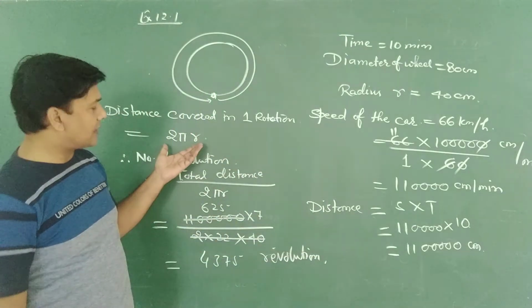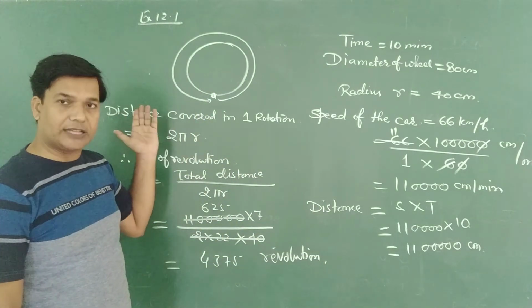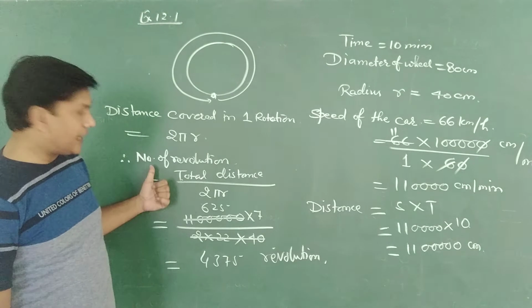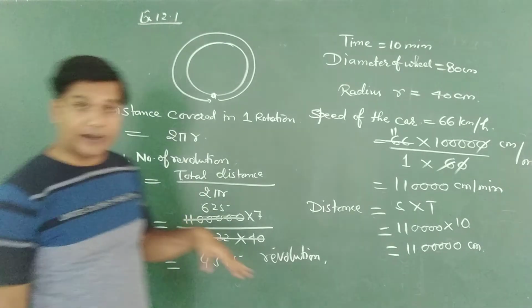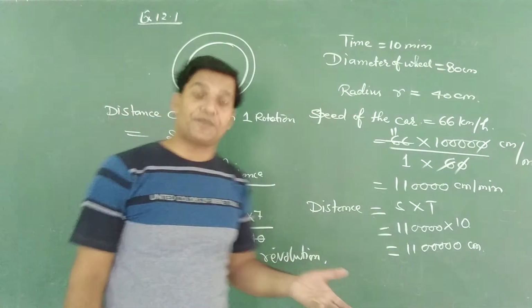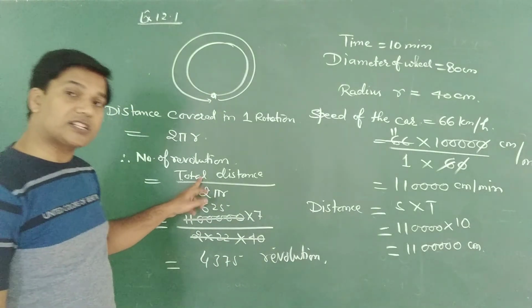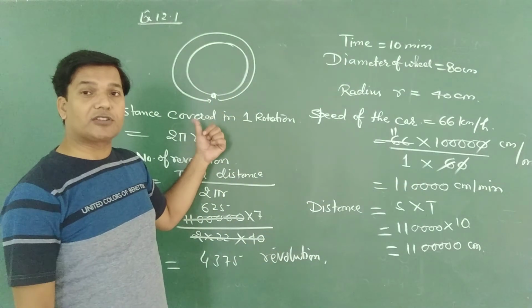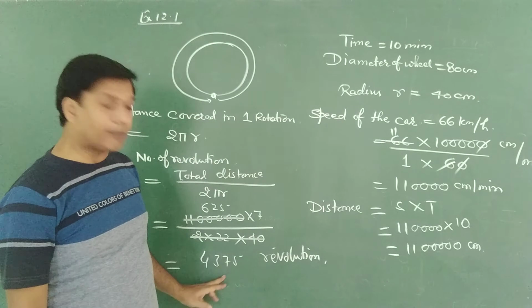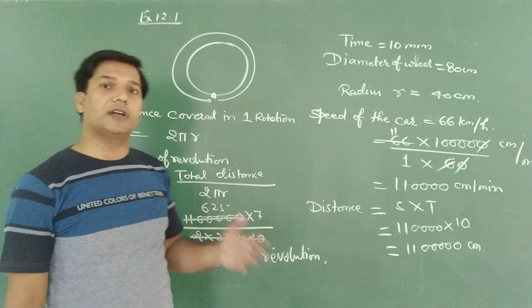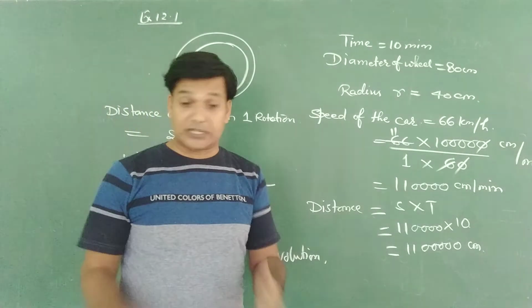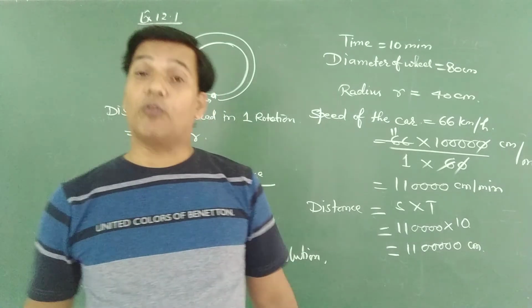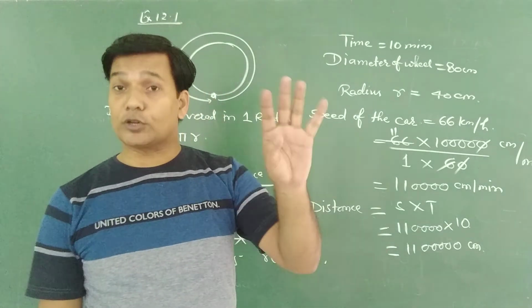So this is the 2 pi r distance covered by that wheel. And the number of revolutions, if you want to find out, then what do we have to do? Divide the total distance covered by that car by one revolution distance. You will get the number of rotations or number of revolutions. So this is our 12.1 exercise, fourth problem.